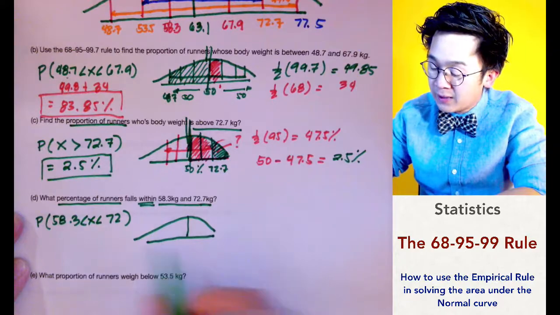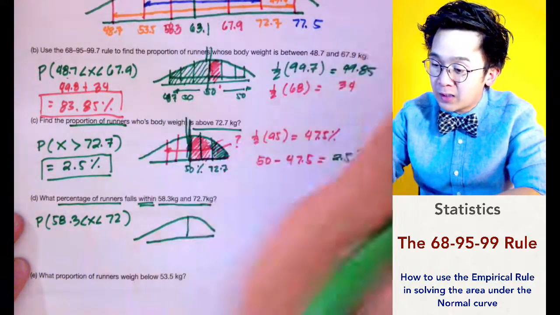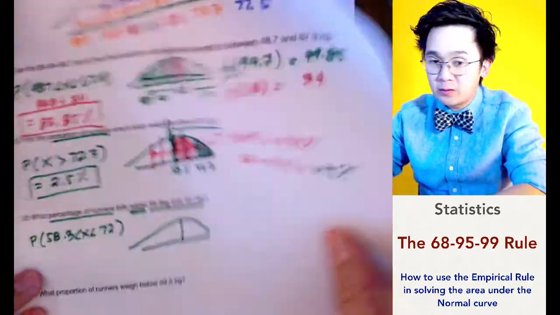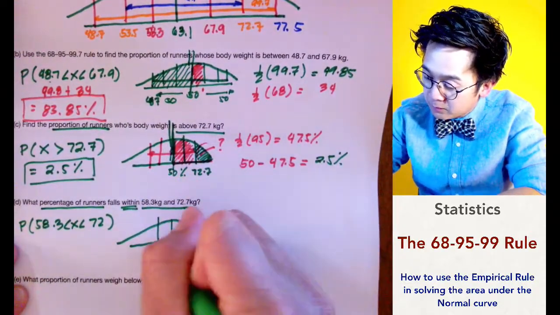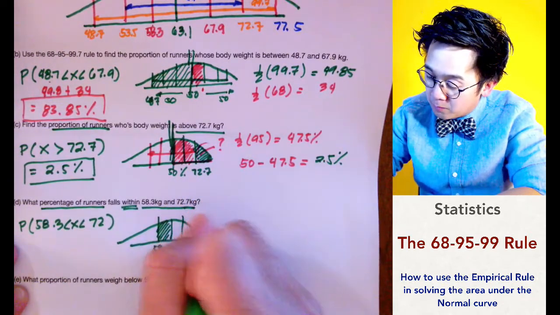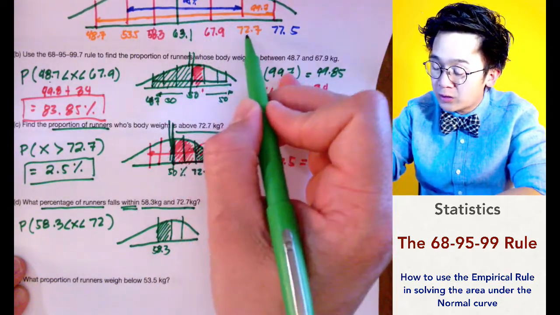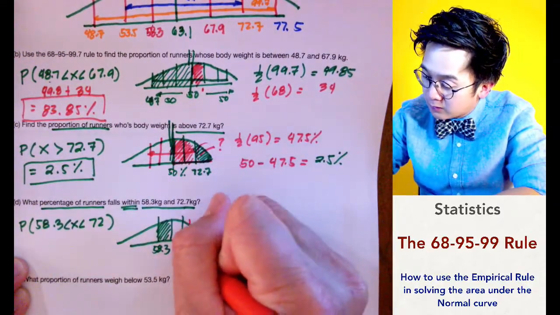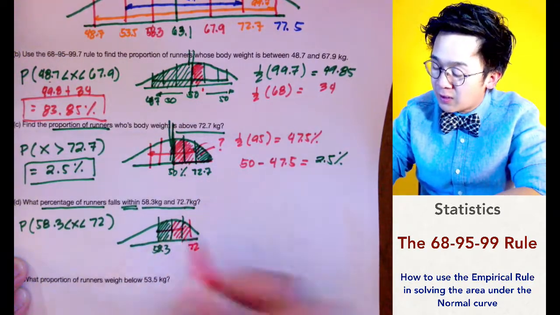Ito yung 50% and 58.3 ay nagko-correspond sa 1 standard deviation away from the mean. So, yung 58.3 ay 68%. So, sa pagkuha niya, so 1 standard deviation. So, ito lang yung kailangan natin, 58.3. At yung 72 naman, nagko-correspond siya sa 2 standard deviation. So, kailangan natin ito, 72. So, yung 1 standard deviation is 68%.